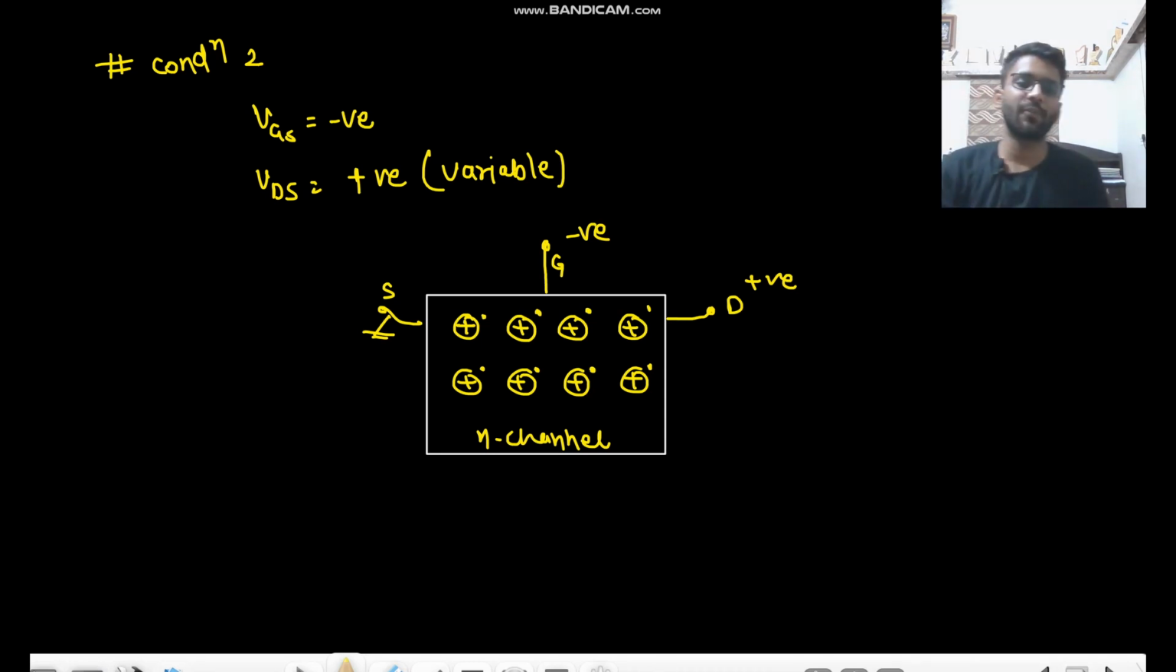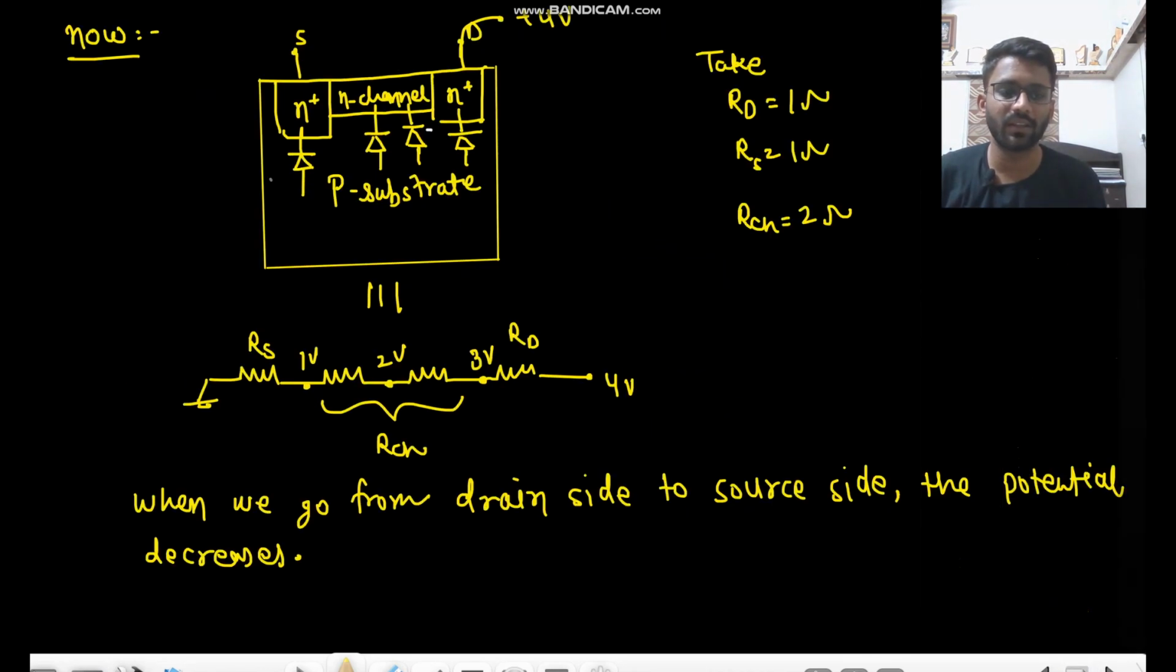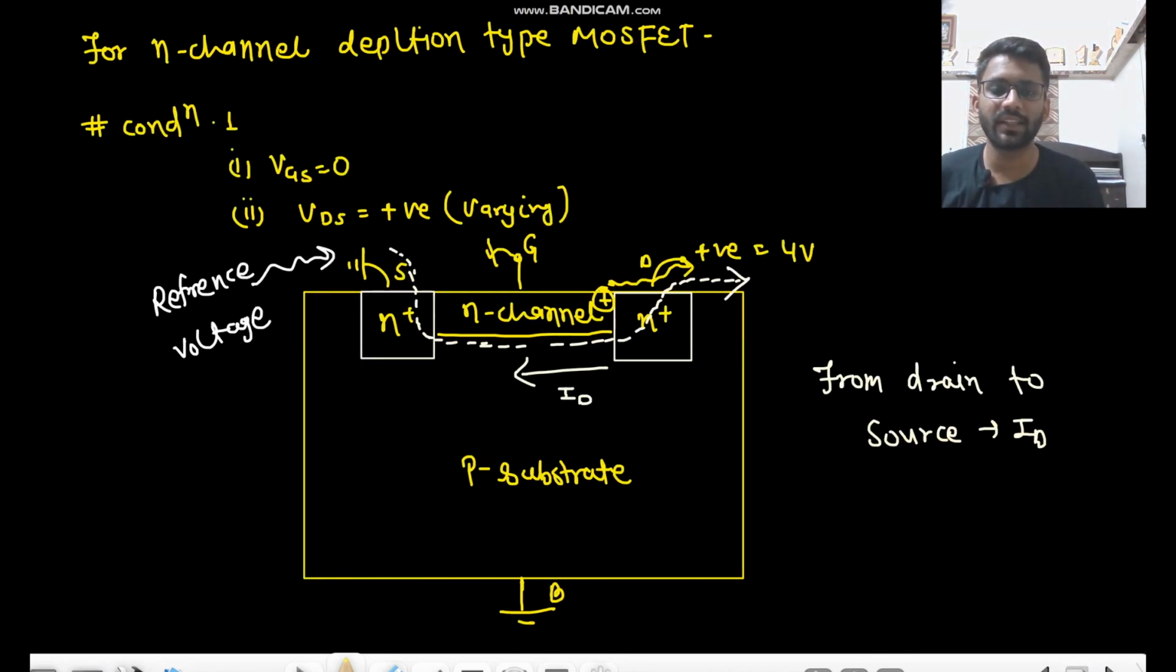In the previous video, I forgot to tell you why I am taking drain as positive. Because I can't take drain as negative. Here the majority charge carriers are electrons.